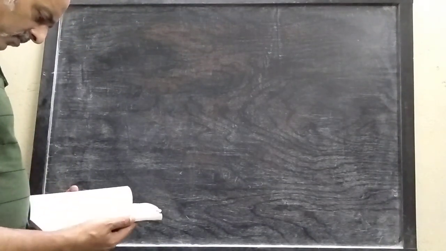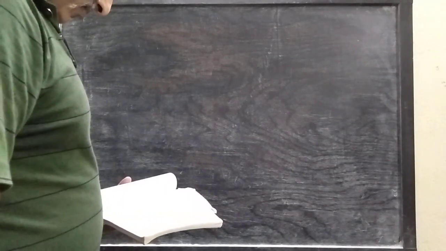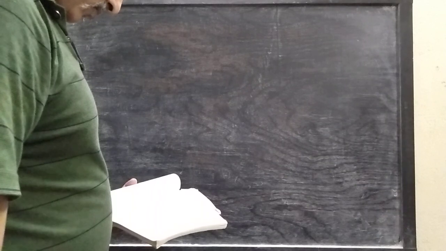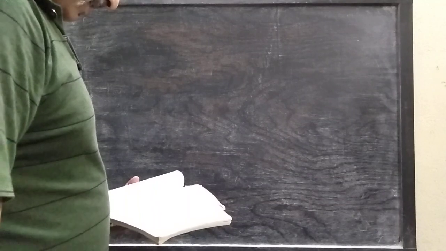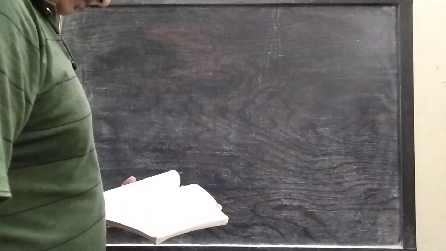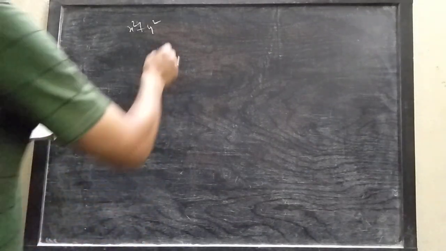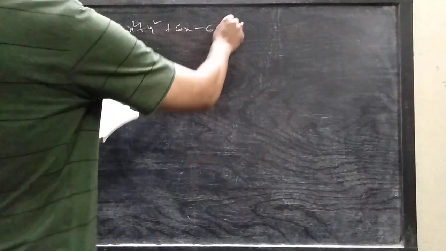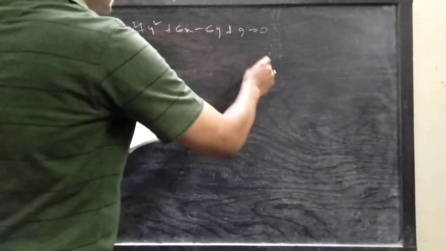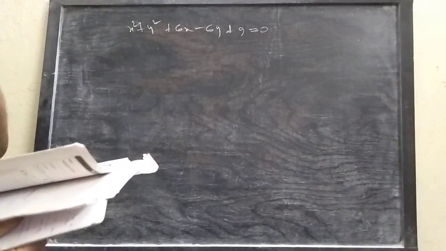Our next question: show that the circle touches the coordinate axes, also find the equation of the circle which passes through the common points of intersection of the above circle and the line, and which also passes through the origin. Very good. You are given the circle x square plus y square plus 6x minus 6y plus 9 equals 0. The first part of the problem is you have to show this circle touches both the coordinate axes.